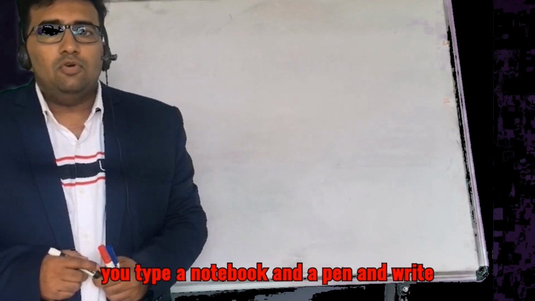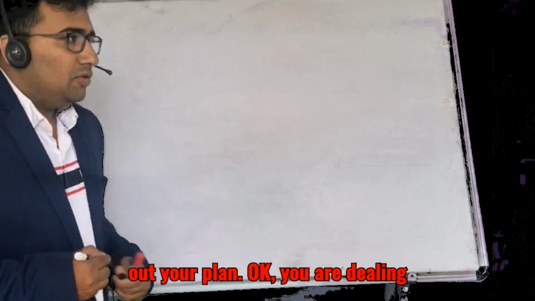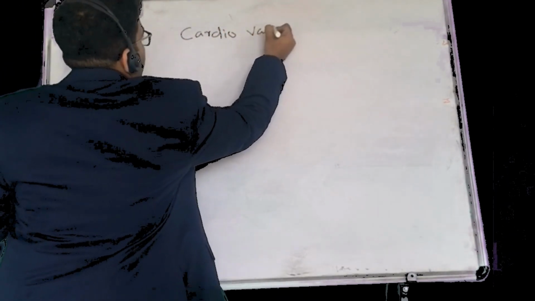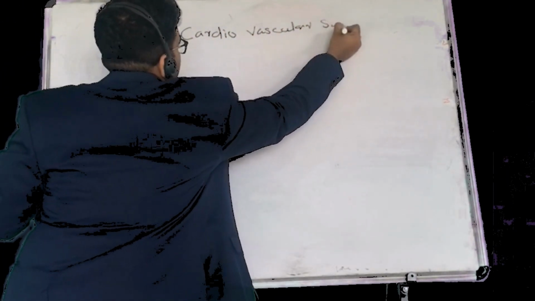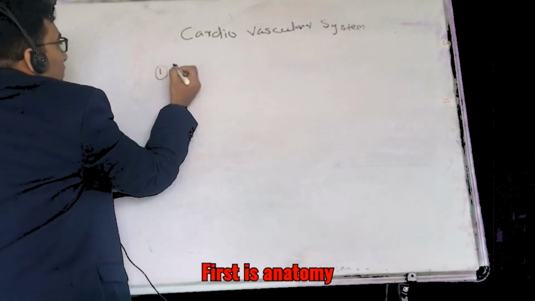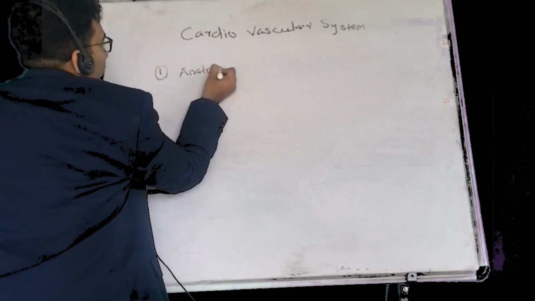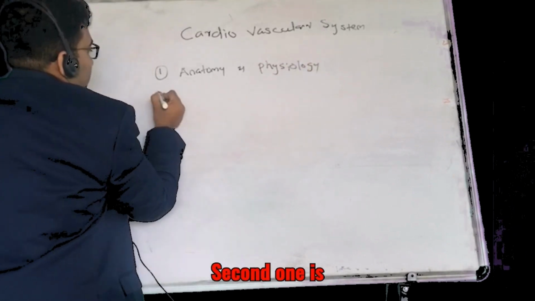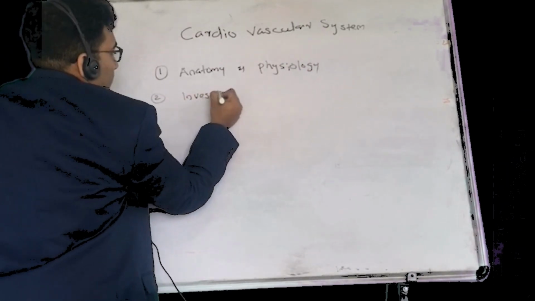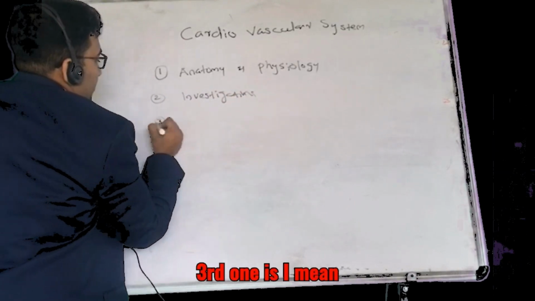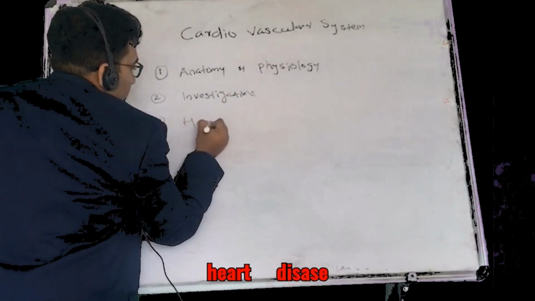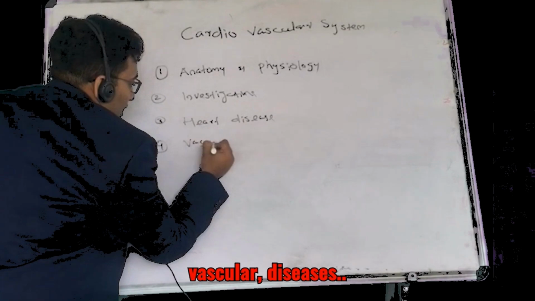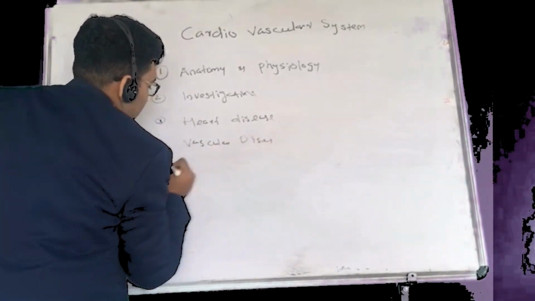Now take a notebook and a pen and write out our plan. We are dealing with the cardiovascular system. First is anatomy and physiology. Second one is investigations. Third one is heart diseases. Fourth one is vascular diseases.